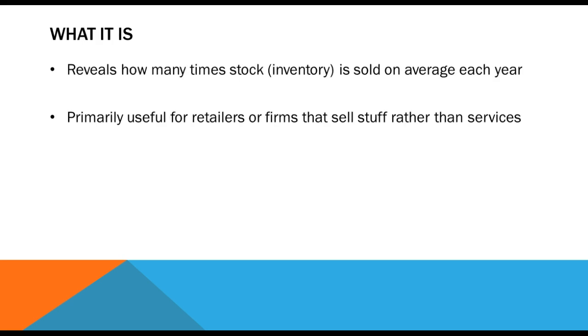So what is it? Basically this ratio tells you exactly how many times your stock or inventory turns over each year. It might be that you're just looking at a particular product or a particular brand, in which case you'd be focusing on the turnover of that specific product line. Or you could be applying this to your company's stock as a whole, in which case it would give you an idea of how much you're selling your stock per year across the whole company. Primarily this is a really good indicator for retailers or firms that actually sell physical things, rather than a company which is just offering a service, who wouldn't necessarily be keeping anything in stock.